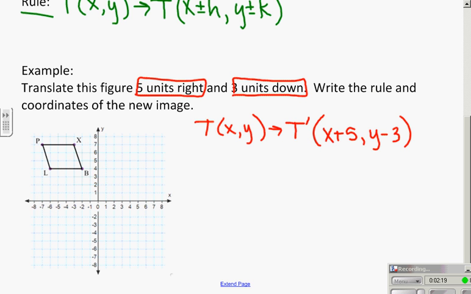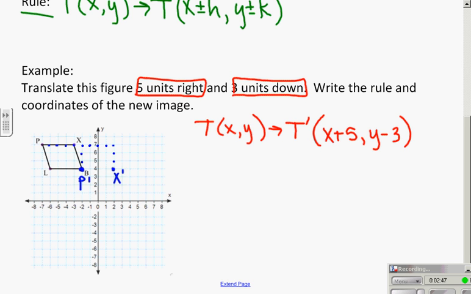Now we could go over to this picture and we could say, well, that means P has to go 5 right, 1, 2, 3, 4, 5, and down 3, 1, 2, 3. P prime goes right there. And you could take X and you could go 1, 2, 3, 4, 5, down 1, 2, 3. And you could put X prime here. But that's a bit tedious and a little error prone.